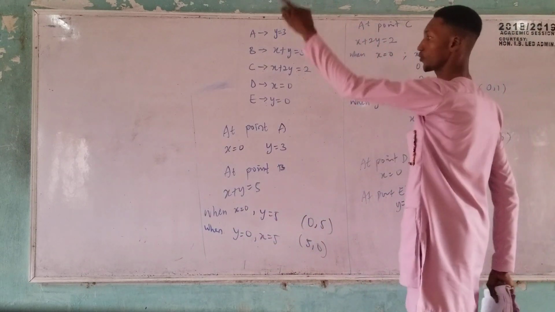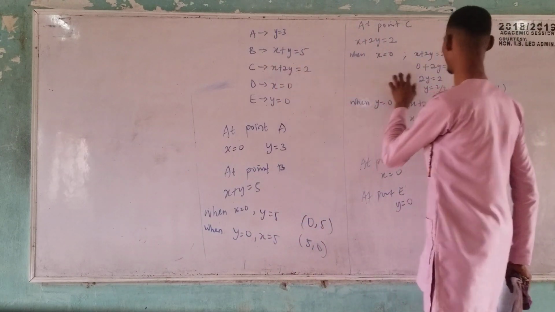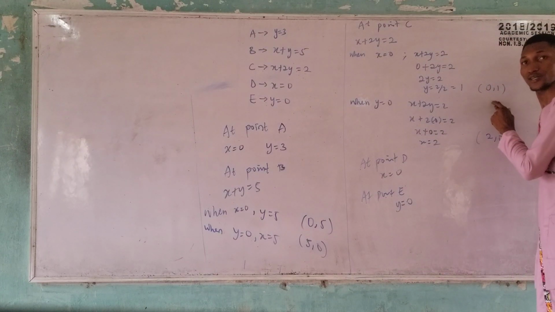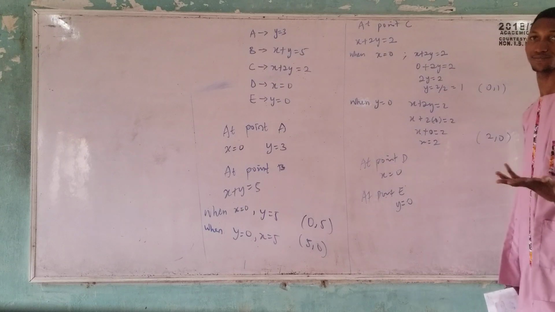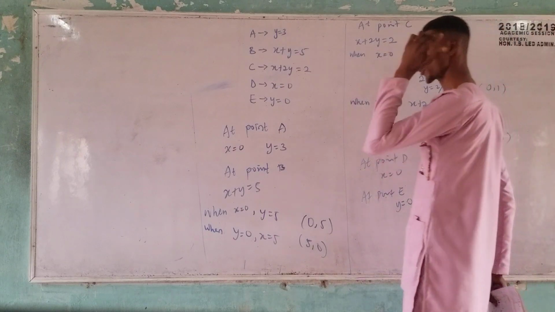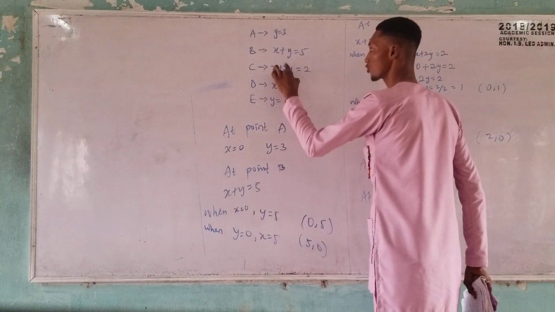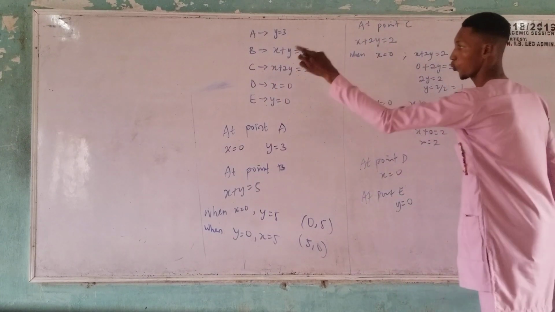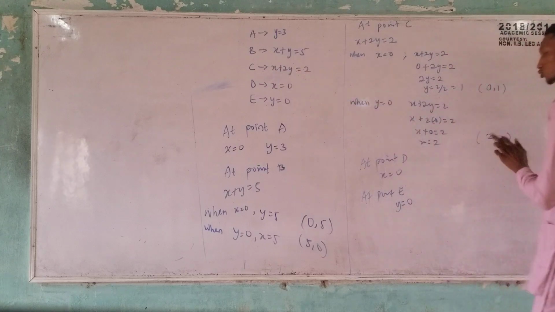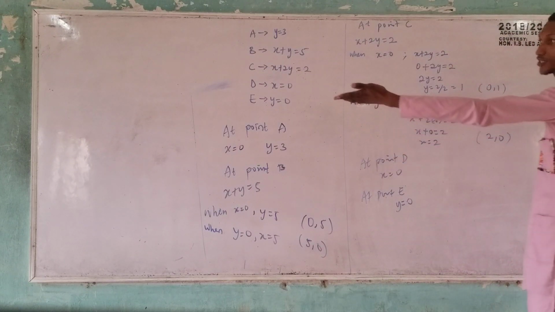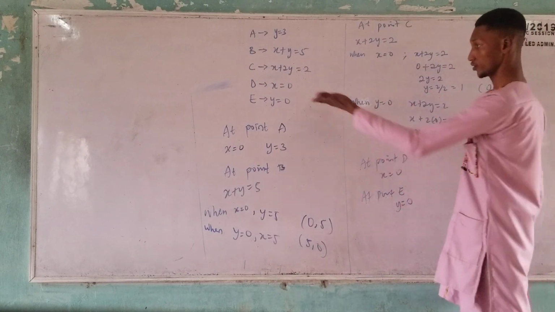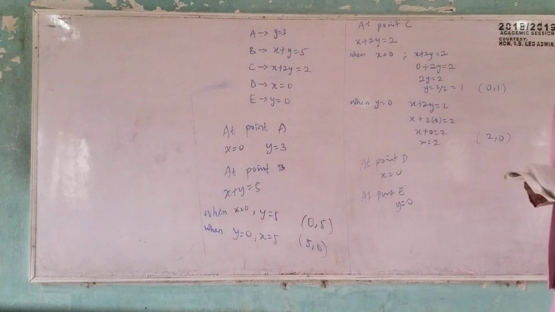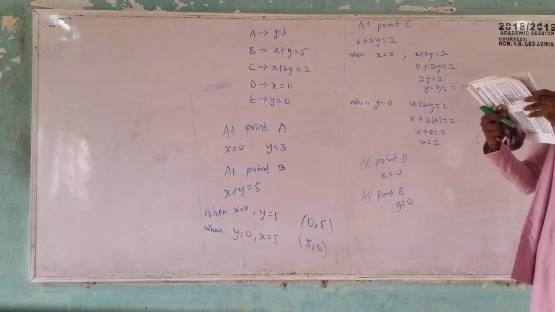At point C, when x is 0, what will y be? Just 1, right? So C is 0, 1. If you miss these coordinates, you will misinterpret your graph. So what do you do? Just substitute. When x is 0, y is 1, that means 0, 1. When y is 0, x is 2, so 2, 0. At point D, x is 0 and y is 0. Do you understand? Very simple method.